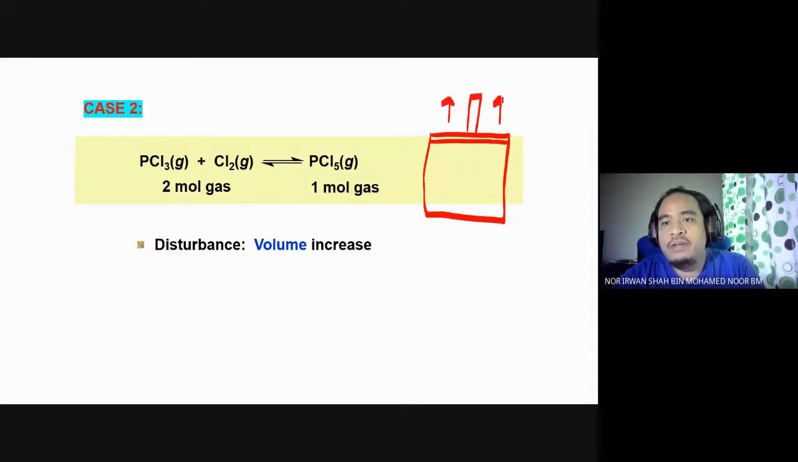we increased the volume of this container by pulling up the piston. Pull the piston up, and then what will happen? The volume increases. But inside this container, we still have PCl3, chlorine, and PCl5, and the 3 of these gases were at equilibrium. So now the disturbance is that we increase the volume.